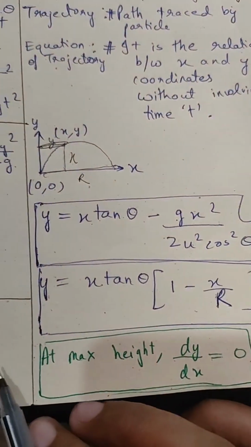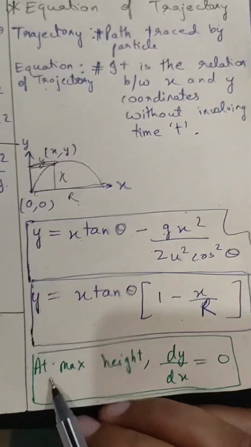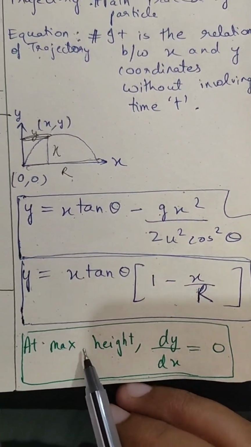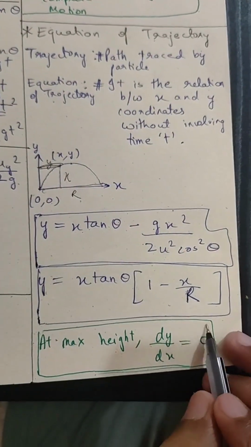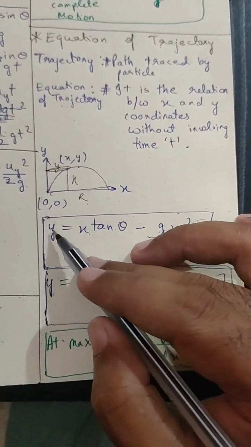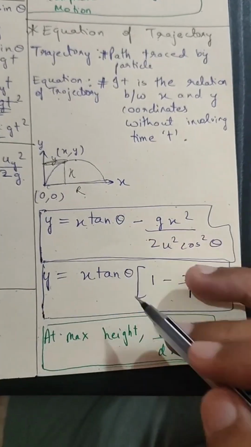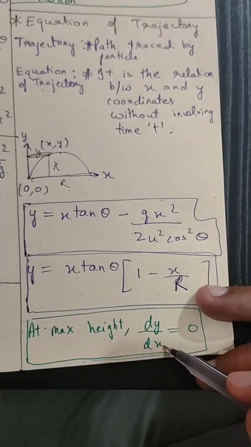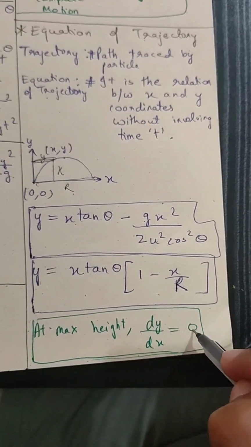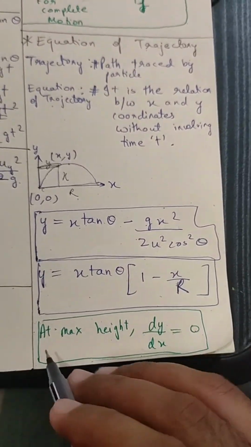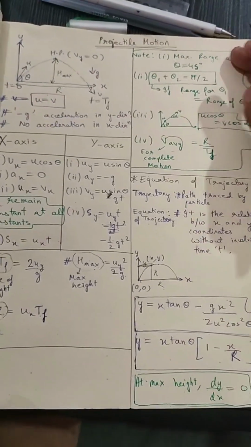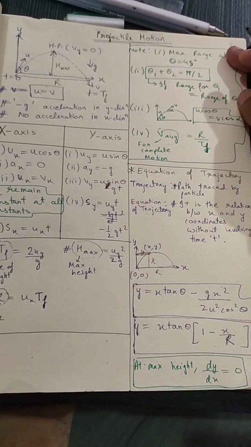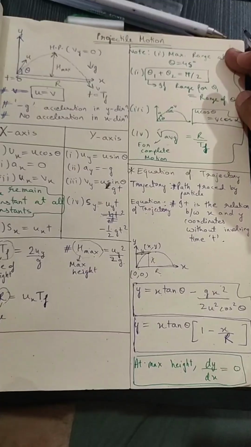And there is one important point: at the maximum height, if we differentiate the trajectory equation, y with respect to x, it will be equal to 0. So these are the most important points in projectile motion, and all the formulas and equations we need to remember.